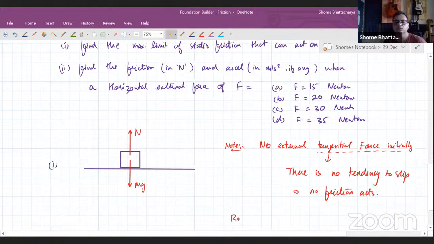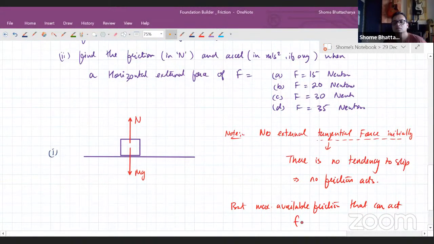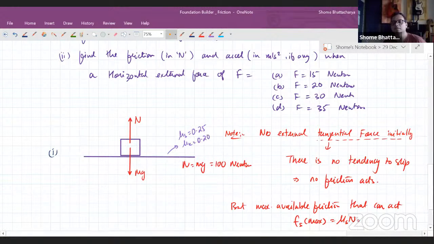Okay. However, we do know that the maximum available friction that can act, which we call the limiting friction, how much will it be? That is the maximum value of static friction. That will be the coefficient of static friction times the normal reaction. So here we can see the normal reaction will be equal to the weight, which will be 100 newtons. Okay. And we've already been told that the coefficient of static friction is 0.25. So from this we know that this is going to be 25 newtons.